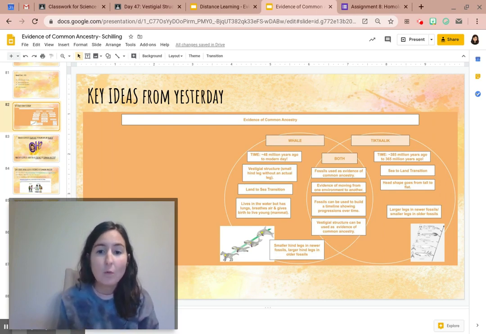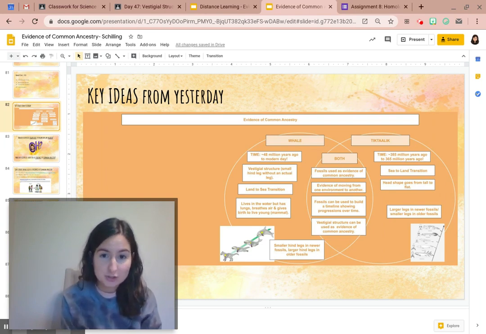So whales versus Tiktaalik. Whales are much more recent. Still millions of years old, but 48 million years ago to modern day, whereas the Tiktaalik was 385 million years ago. Whales, we learned actually about vestigial structures. You can practice saying that word, vestigial, which were the small leg bones that they have, even though whales don't have legs. So they do have leg bones.